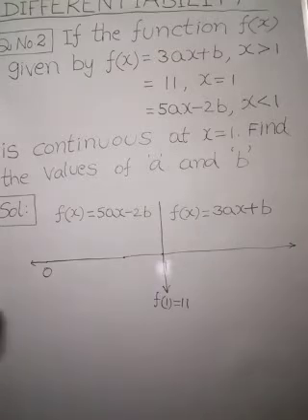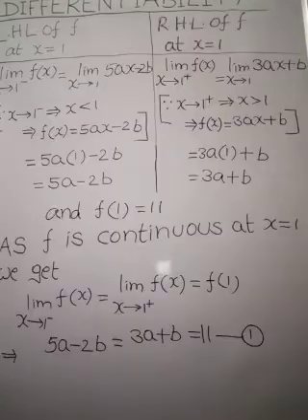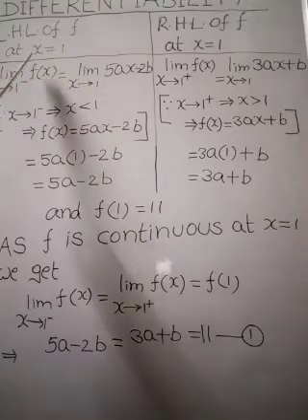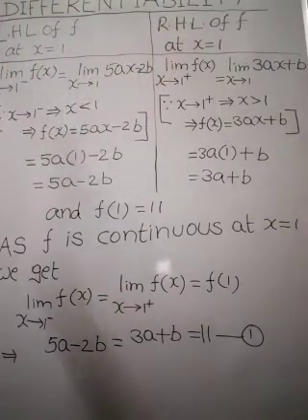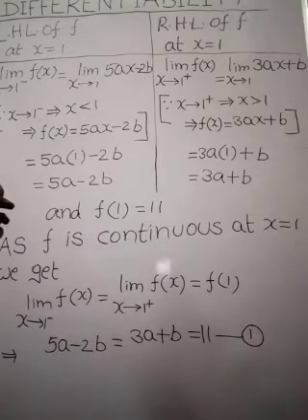Understood, my dear children? Right. So we are going to find the left hand limit of f at x is equal to 1 and the right hand limit of f at x is equal to 1. Previously we found the left hand limit and the right hand limit of a given function at a particular point. We follow the same procedure.